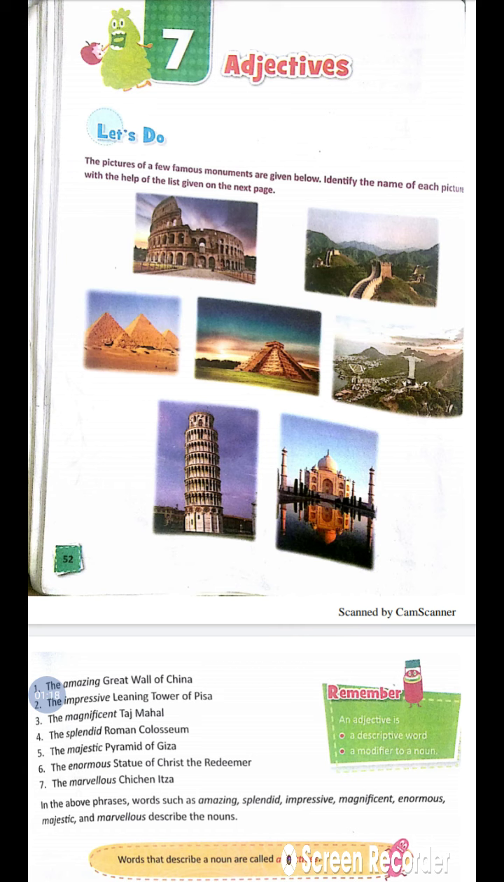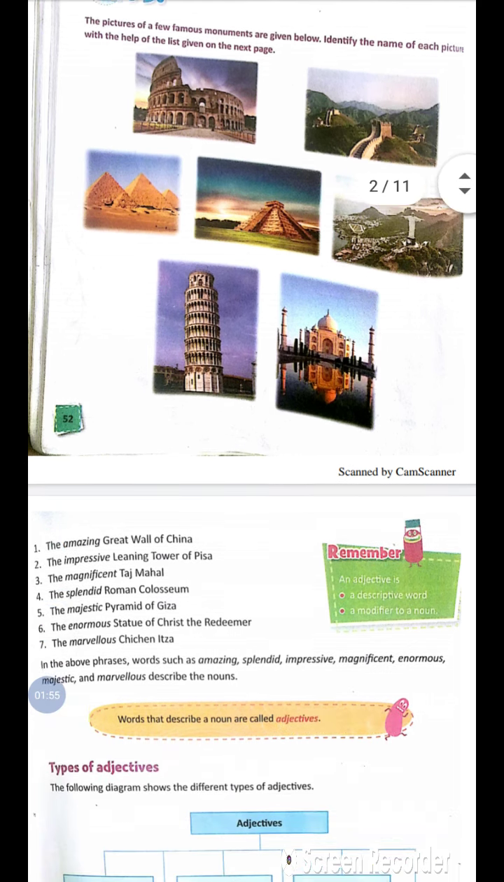They are showing the quality of these buildings, and as the definition of adjective shows, words that describe a noun are called adjectives, and these are describing the nouns such as the amazing Great Wall of China, the impressive Leaning Tower of Pisa, the magnificent Taj Mahal, the splendid Roman Colosseum, the majestic Pyramid of Giza, the enormous statue of Christ the Redeemer, the marvelous Chichen Itza. Okay, so words that describe a noun are called adjectives.